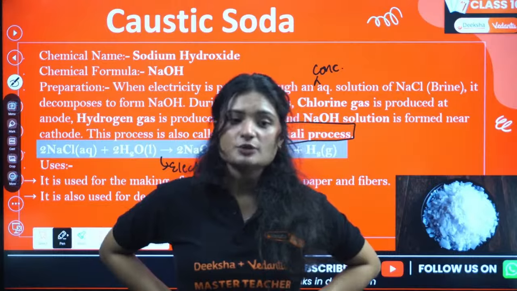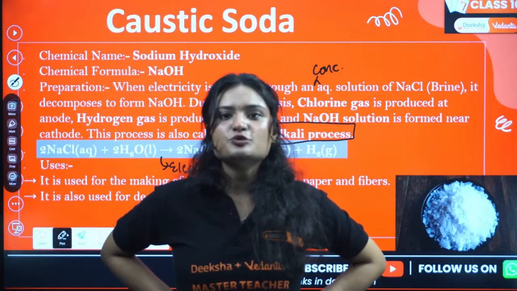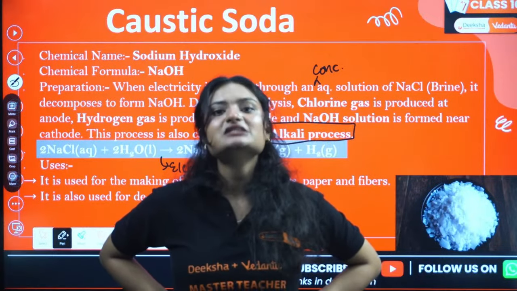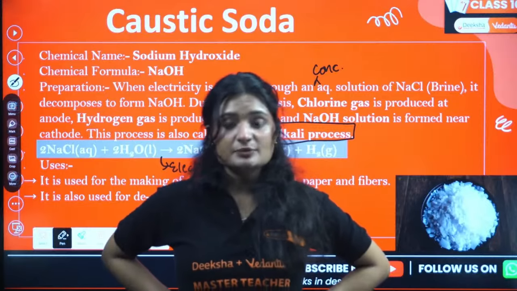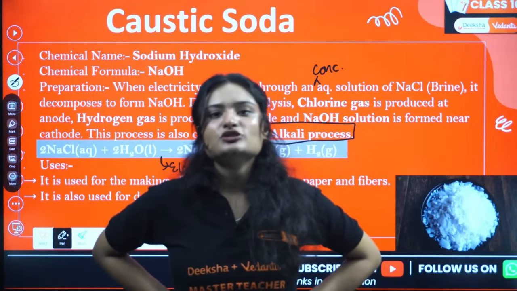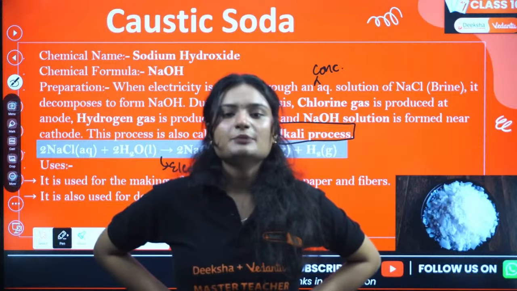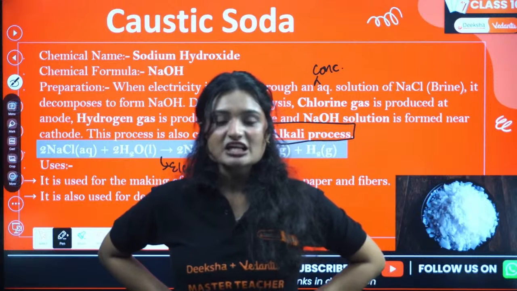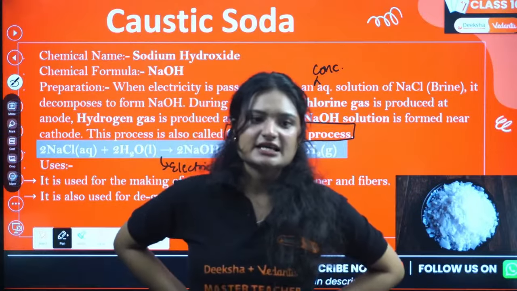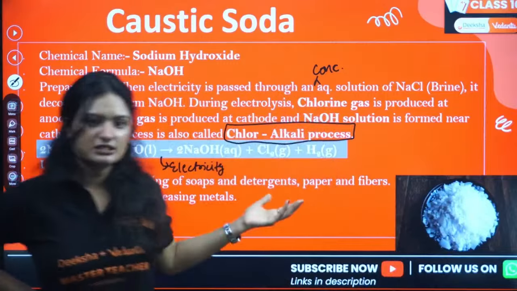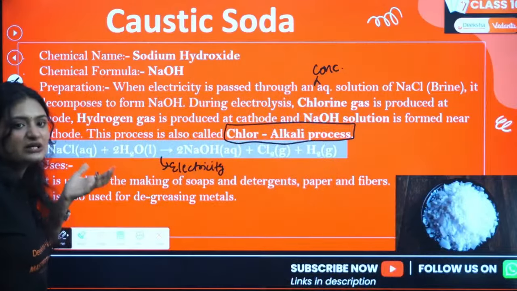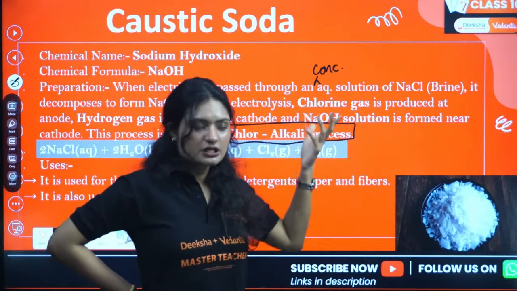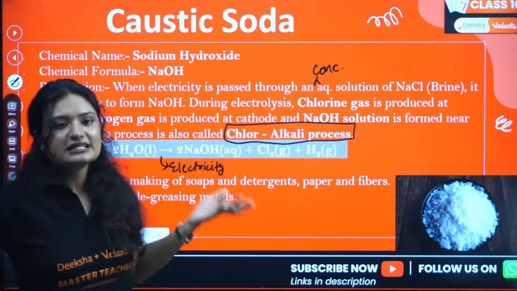Thermal decomposition means you are providing heat energy for the decomposition to happen. I told you, decomposition reactions are endothermic in nature. So you provide energy in 3 ways: either by heat, thermal; or by electricity, electrolysis; or by providing sunlight. Sun is a source of energy, right? So sunlight, that is photolysis. So here we are doing electrolysis of what? Brine. What is brine? A concentrated solution of NaCl, that is brine.